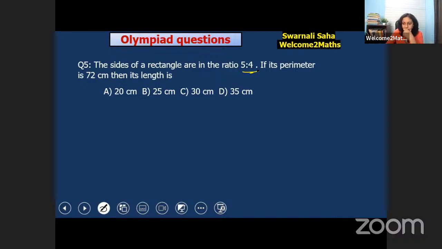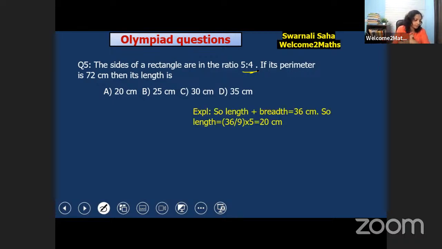The screen blurry. Which screen is blurry? It is clearly showing. Yes, yes. 5:4. And its perimeter is 72. So let's check it. Yes, the screen is visible, clearly visible.